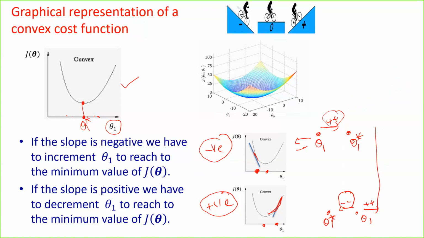How do you compute the slope of J of theta with respect to theta 1? It means I just want to know the slope of J of theta as I vary theta 1. How do you get that? Derivative. Take the partial derivative of J of theta with respect to what? Theta 1. That's what we said right here.